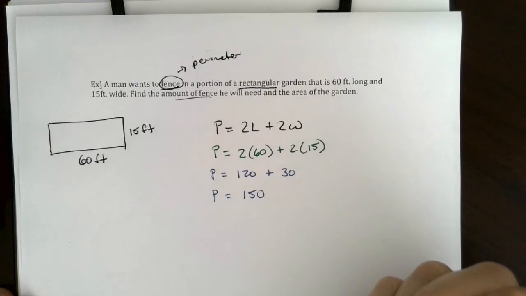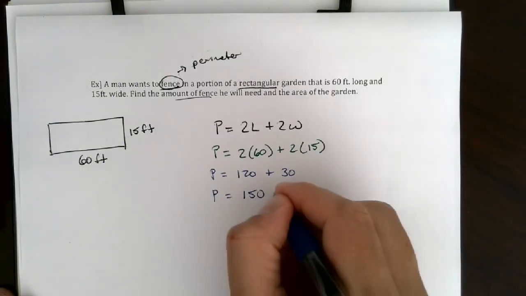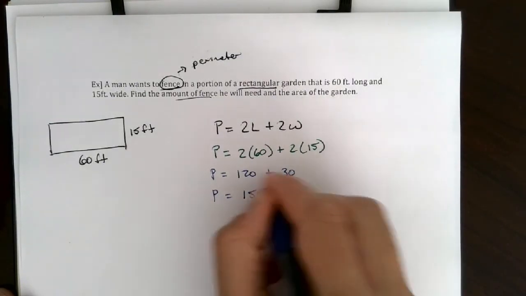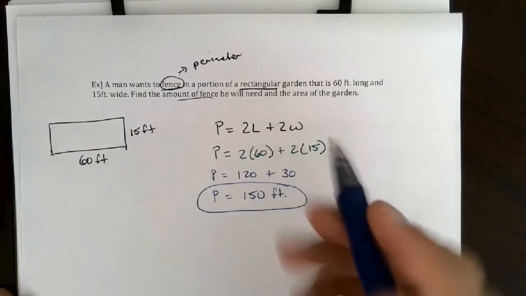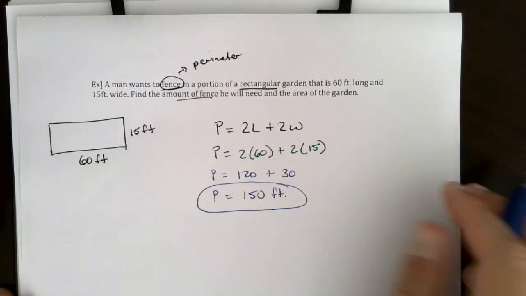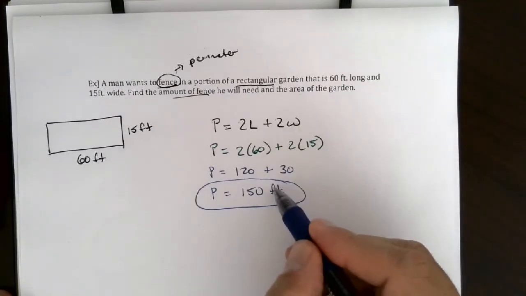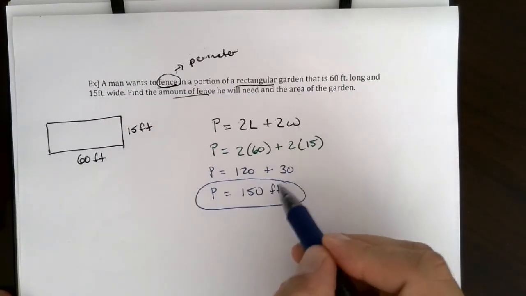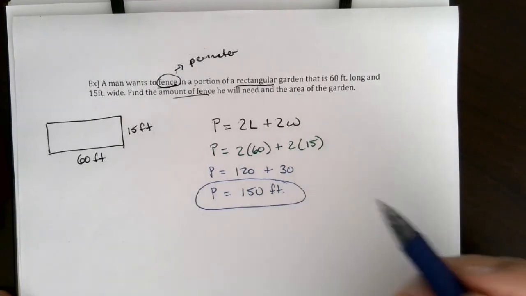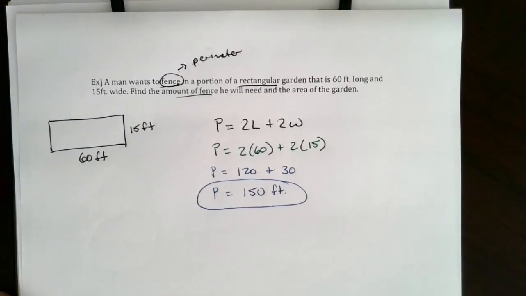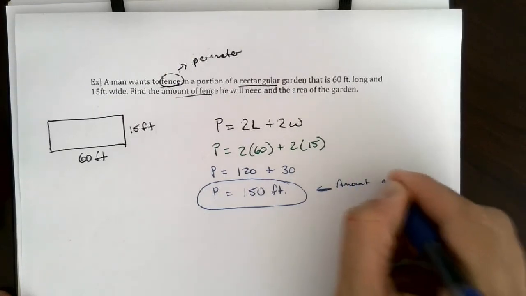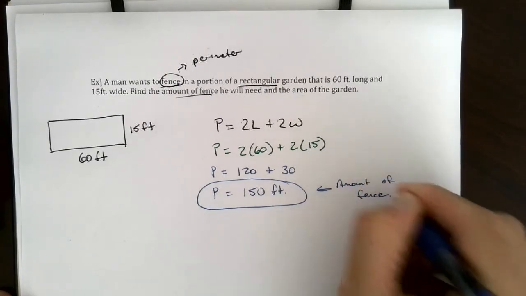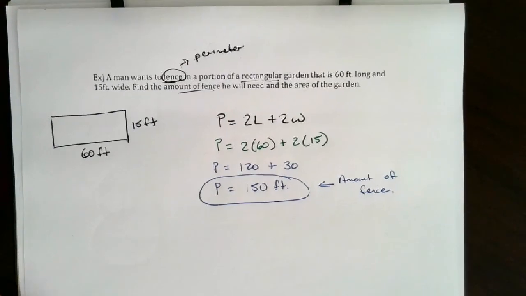And make sure you know the units on this. The units are just feet. Do not square them, right? Perimeter is linear units. You're adding up the units on the outside. So feet plus feet is still feet. When I say linear units, there's no power on here other than 1, so you don't see it. So it's 150 feet. That's the perimeter, which also means it's the amount of fence, right? Make sure we're answering the question.